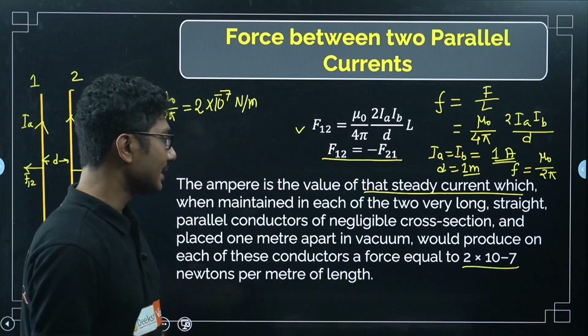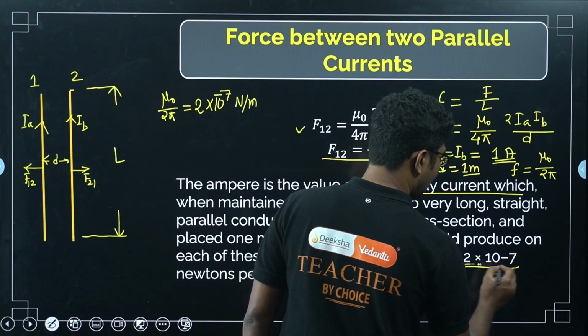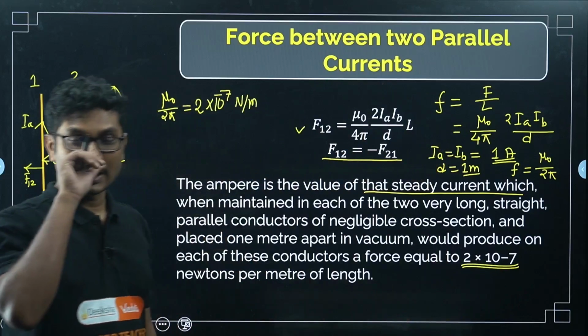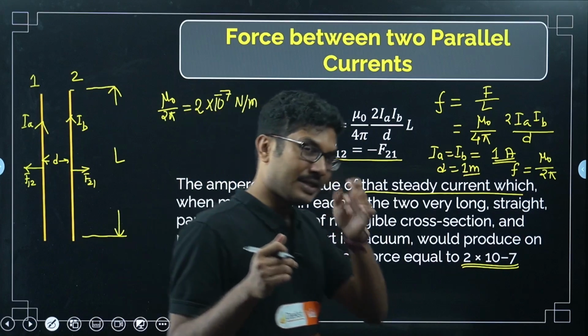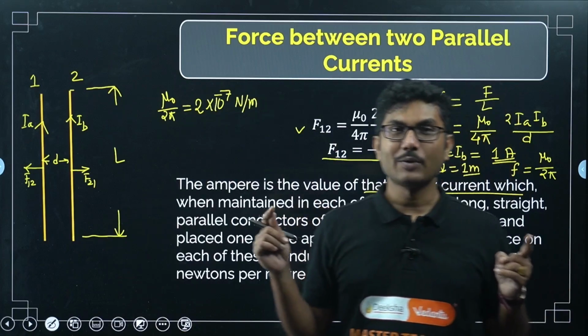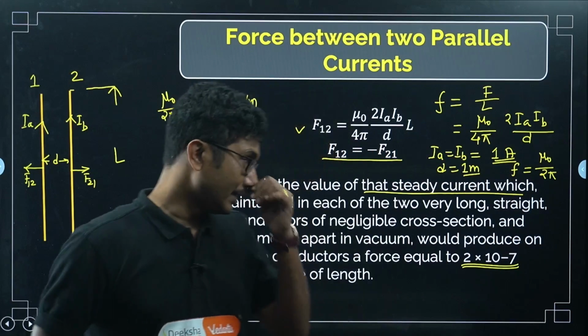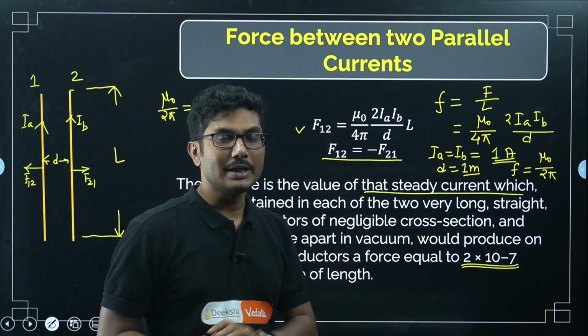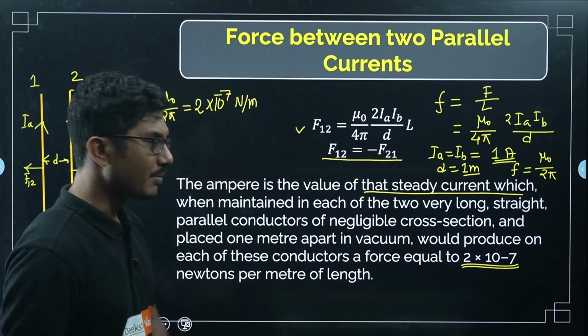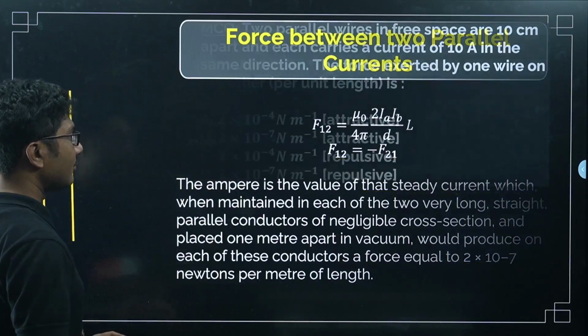But why I am discussing it is that sometimes they might ask you what is the force between two conductors kept at a distance of 1 meter, and 1 ampere current is passing through both of them. In that case you don't need to do any mathematics, you can simply write 2 times 10 to the power of minus 7. So this value is important.